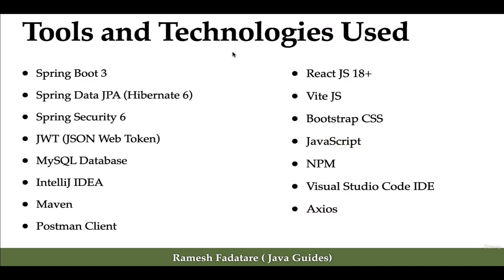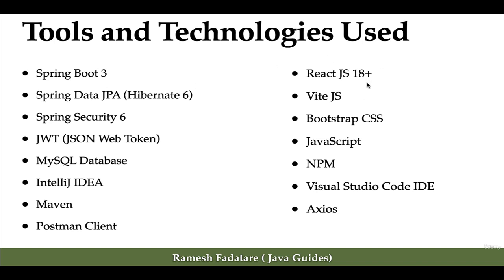Well, here are the tools and technologies that we are going to use in this course. At the back end, we will use Spring Boot 3, Spring Data JPA, which internally uses Hibernate 6, we will use Spring Security 6, we will use JWT, we will use MySQL as the database, we will use IntelliJ IDEA to develop the Spring Boot application, we will use Maven as a build tool, we will use Postman client to test the backend Spring Boot REST APIs.